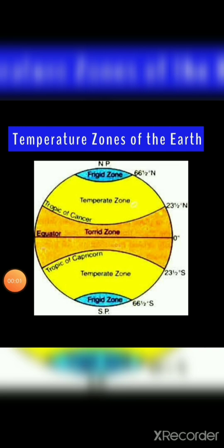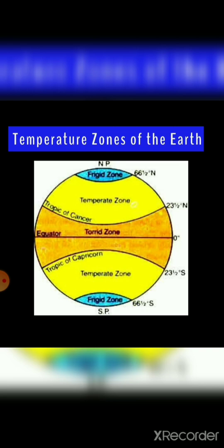Now the temperature zones of the earth. You can see three colors on the screen: orange or red zone, yellow and the blue one. Near the equator you will see the orange zone. It is known as torrid zone. The location is between Tropic of Cancer and equator in the northern hemisphere, and between the Tropic of Capricorn and equator in the southern hemisphere. This area is known as torrid zone.